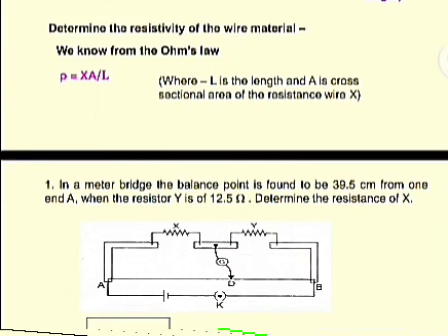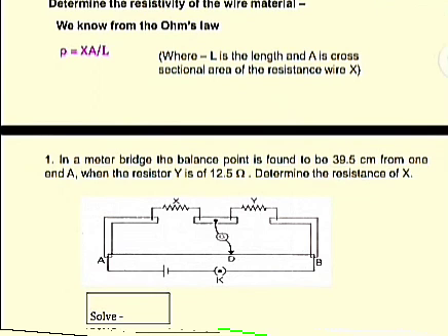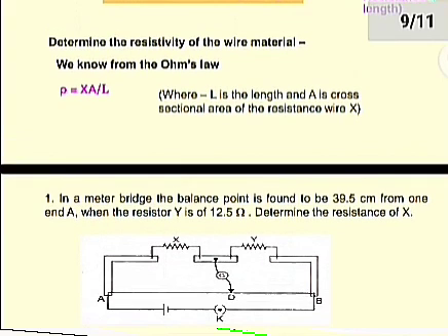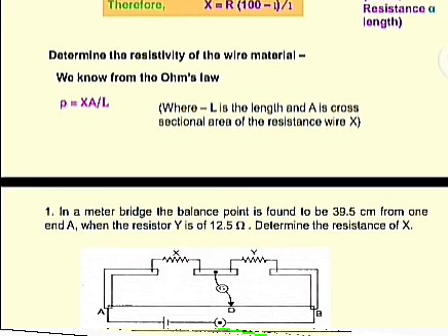Now we move toward some questions based on the potentiometer and meter bridge. In this circuit diagram, the balancing length is given, that is 39.5 centimeter from one end, that is A, when resistance Y is of 12.5 ohm, then determine the resistance of X.